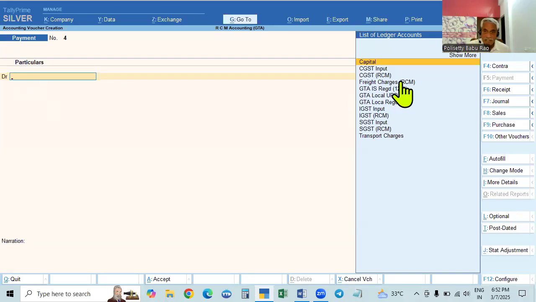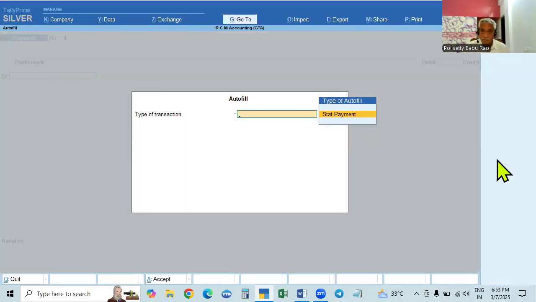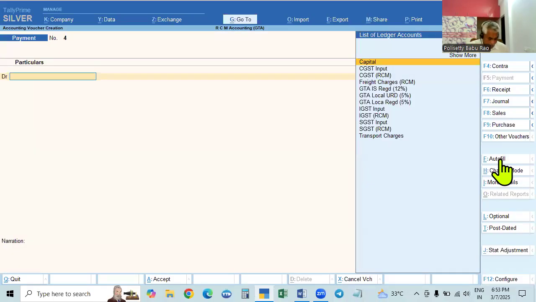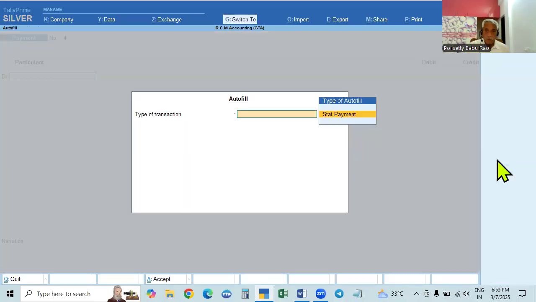So the RCM liability we created is to be debited, and the bank account or cash account is credited. Generally, all tax is to be paid by bank only, and the bank account will be credited. Instead of doing it manually, you can use Control F, autofill. You click, or on the keyboard press Control F. This is autofill. Start with statutory payment.